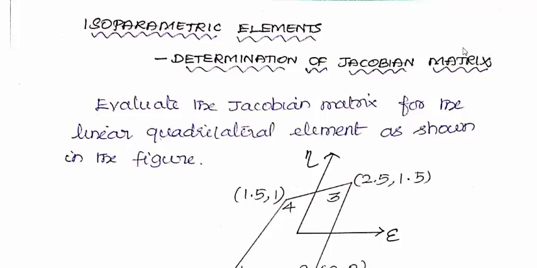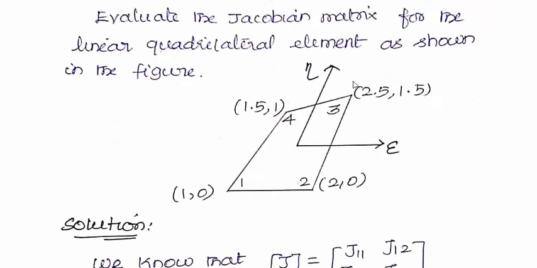How to get the Jacobian matrix for an isoparametric element? Let us discuss in this lecture video with the problem. Evaluate the Jacobian matrix for the linear quadrilateral element as shown in the figure.